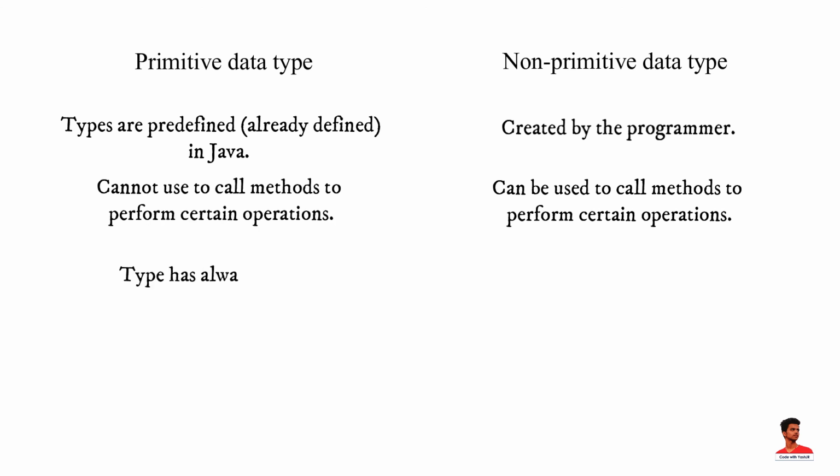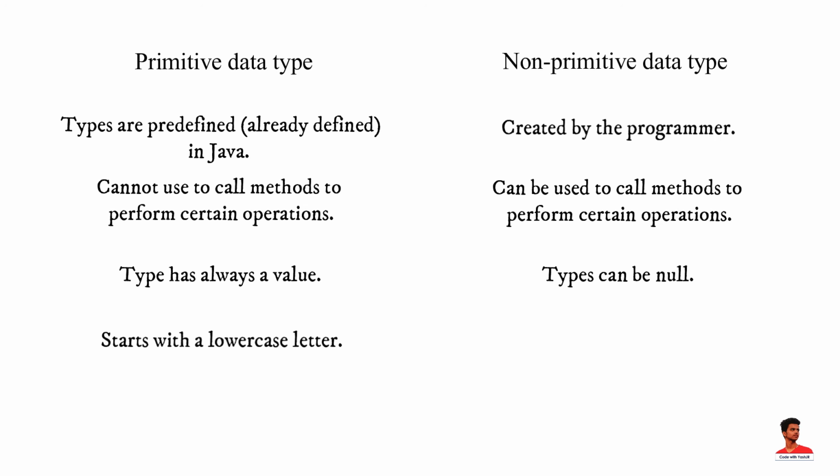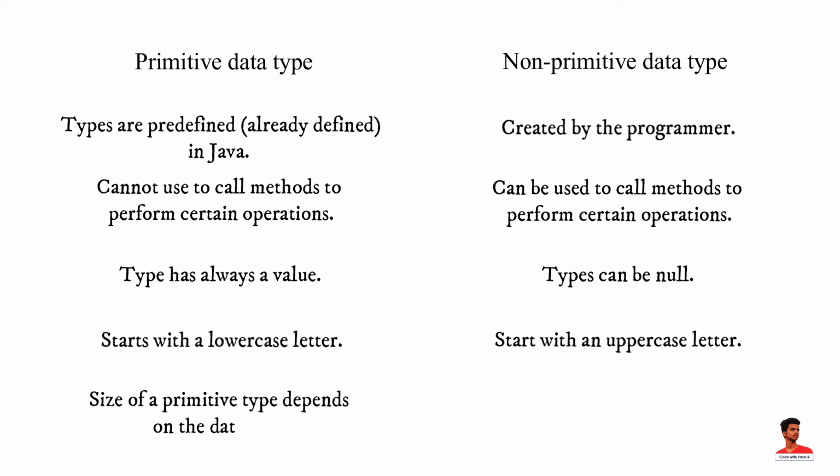A primitive type has always a value, while non-primitive types can be null. A primitive type starts with a lowercase letter, while non-primitive type starts with an uppercase letter. The size of a primitive type depends on the data type, while non-primitive types have all the same size.